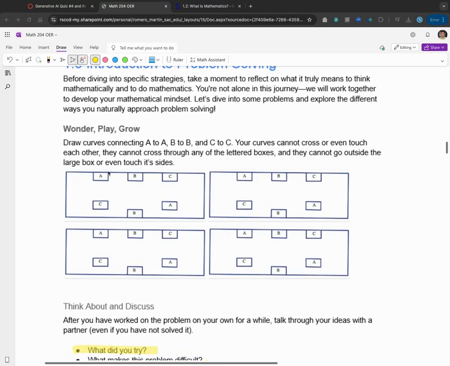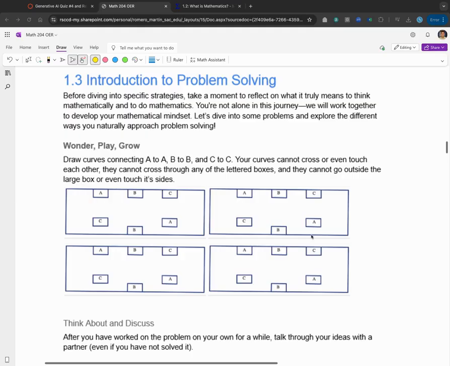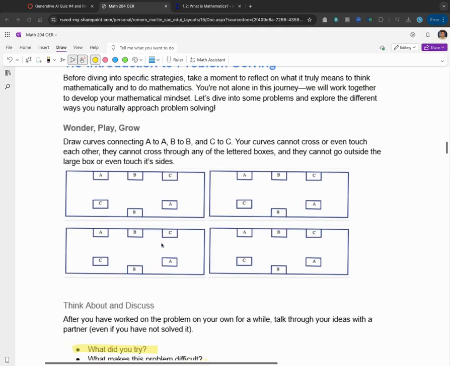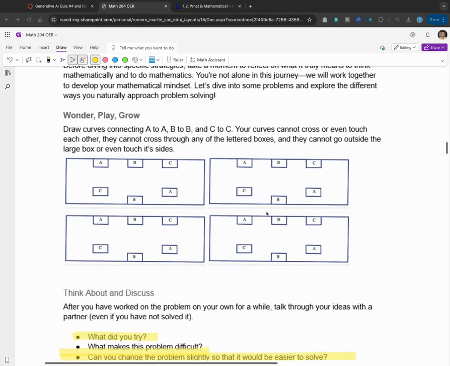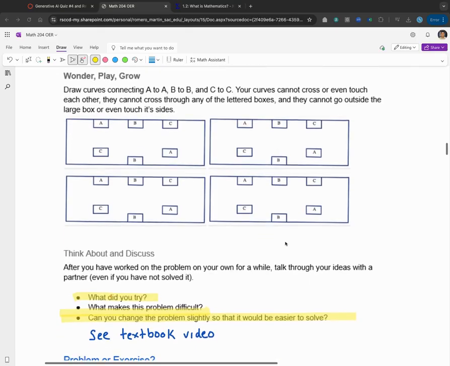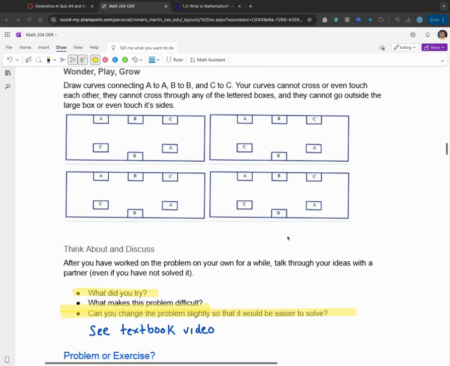So it begins with this wonder play grow, which we would spend some time in class having students play with. And of course, since we're not together in person, I can't watch you see what's going on here, but you have a chance to try to draw curves to connect A, B, and C, but the curves cannot cross. And so you try it, go for it, do it, pause and do it. Okay, you've paused, you're back.